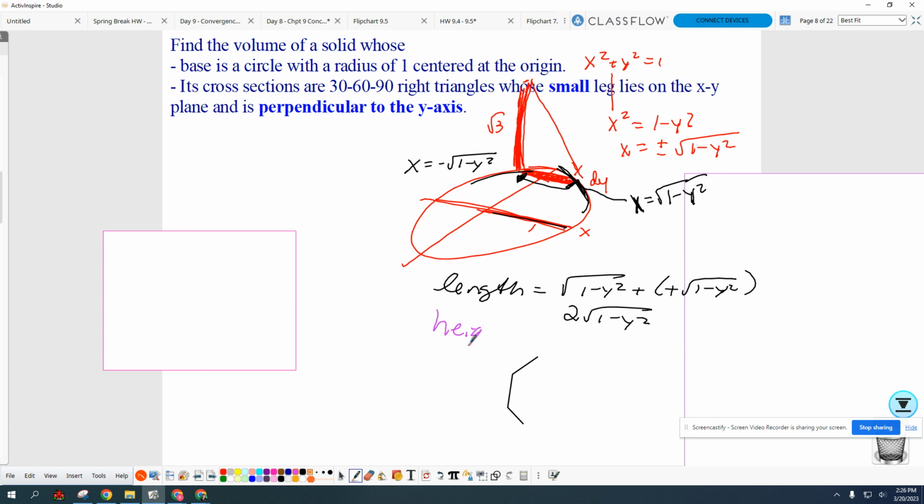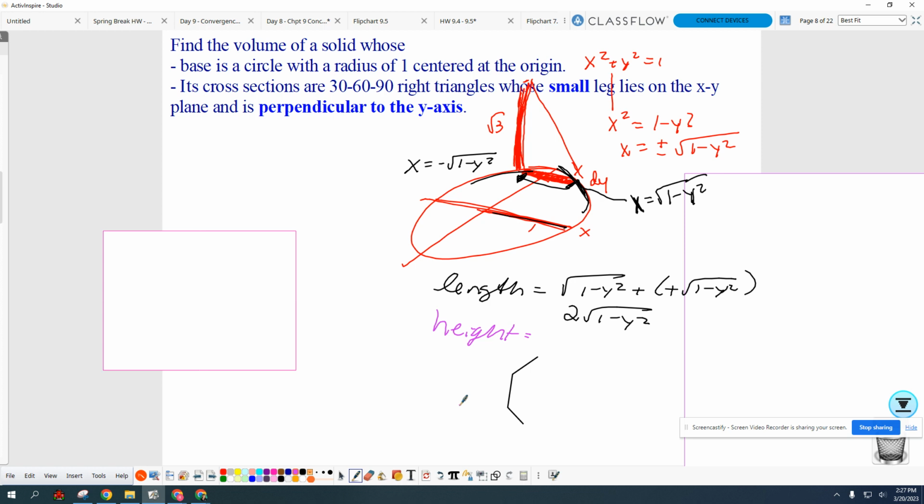Why is it x equals, not y equals? Is that just arbitrary? No, because they said they want the slices perpendicular to the y-axis. It does not matter on this one because it's a circle, but on everything else that you're going to do, it's going to matter.